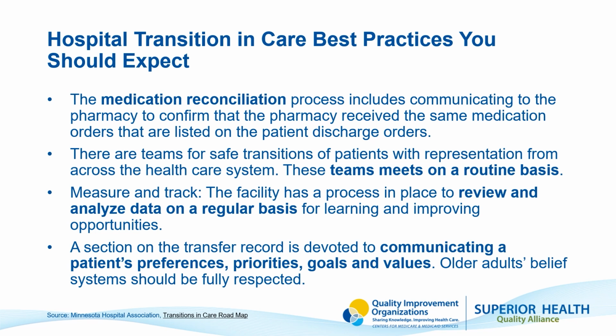A transfer record should include the patient's preferences, priorities, goals, and values. Understanding what motivates the patient is crucial when transitioning them to home health, rehab, or another subacute setting. Their belief system needs to be known and respected.